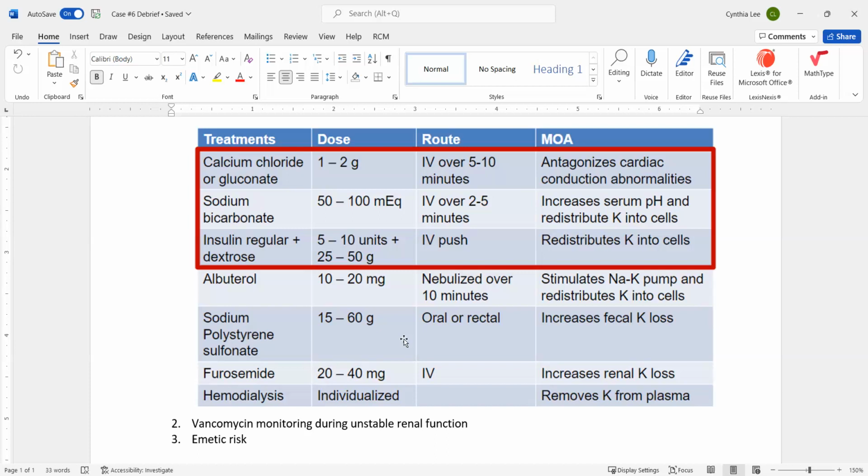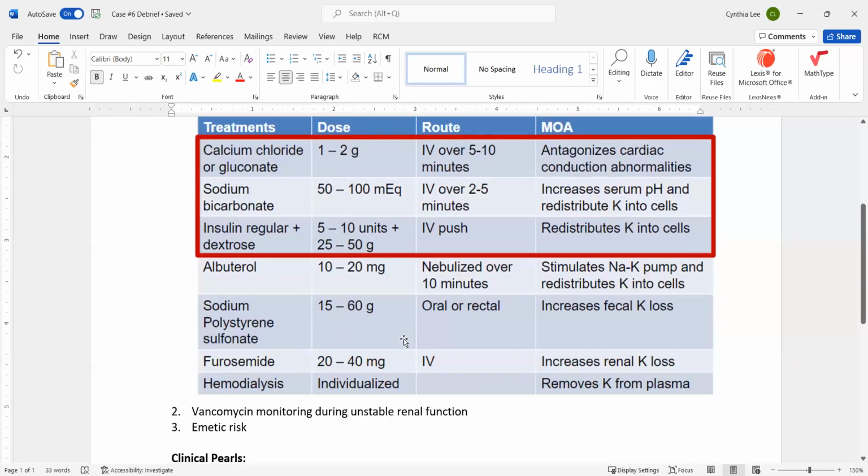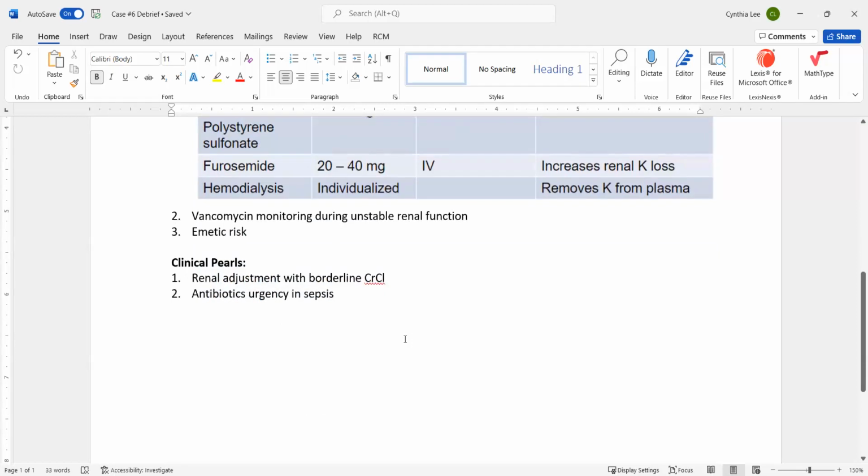But the important things in terms of hyperkalemia treatment are knowing what to choose in special settings, and the mechanism of action. It helps you understand how it works and what you need to do to optimize the treatment. Second one, I'm not going to go over in much detail, but in Debrief 5, I go over vancomycin dosing, initial dosing, and monitoring with trough monitoring.